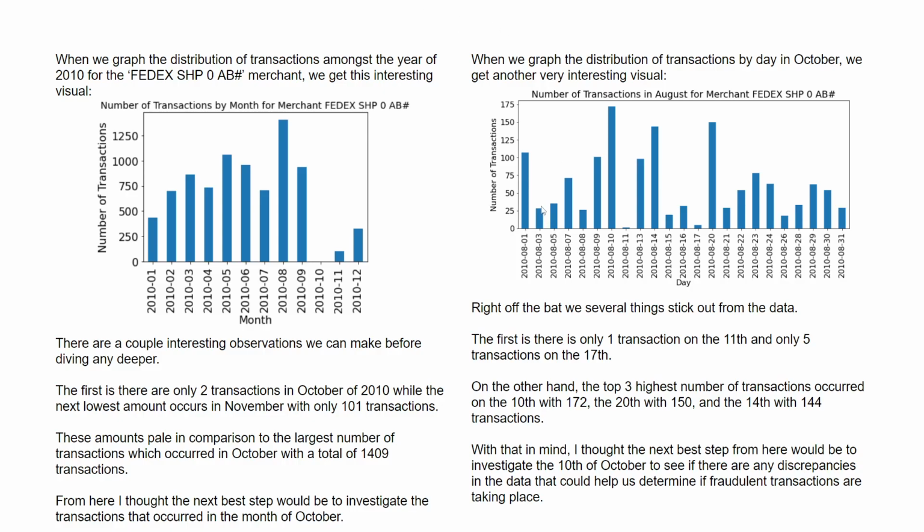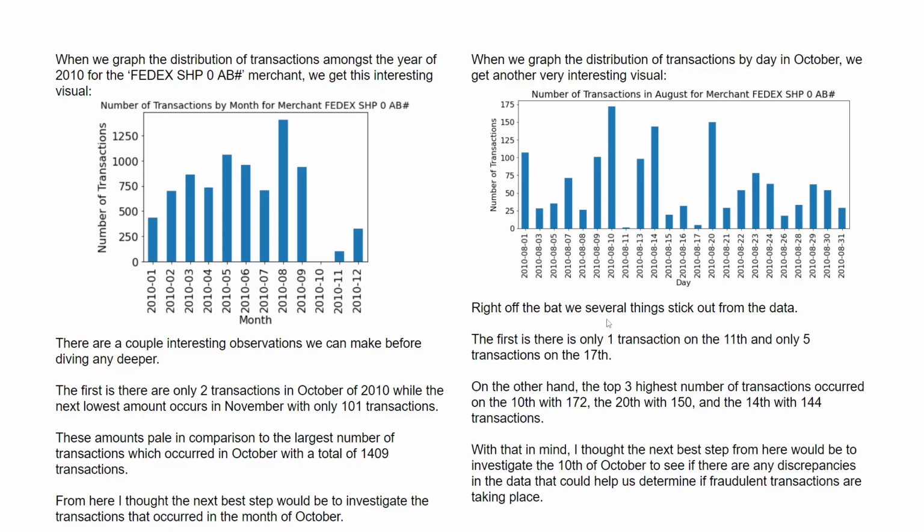And when we graph the distribution of transactions by day, we get another interesting visual. You might notice that there's a couple days missing, like the 2nd, the 4th, the 6th, and so on, the 12th. Those are transaction dates that actually had no recorded transactions. So we can assume that there's 0. For the sake of this chart, I didn't include them. I only included dates that had transactions.